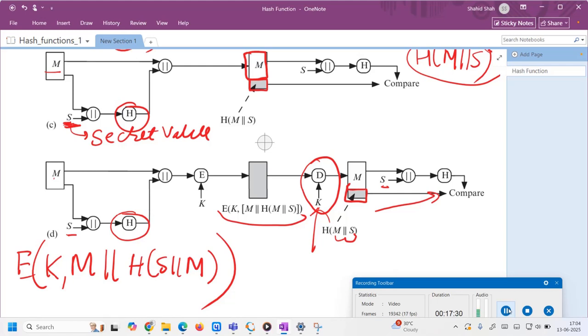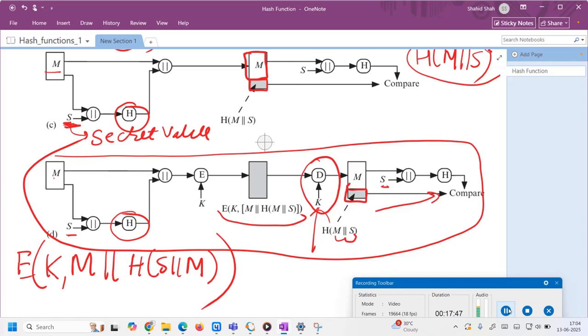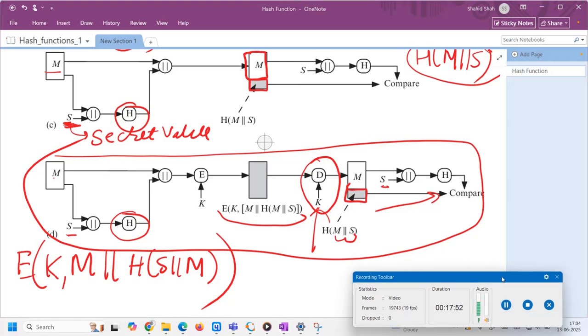And here the hacker has a double challenge. The hacker may guess S, but if he does not know key K, he cannot change the message. If the hacker knows the key but not S, again he cannot change it. If the hacker knows both, which is very difficult. So this is a little bit complicated, but this is more secure. So this is one example of an application of hash codes.